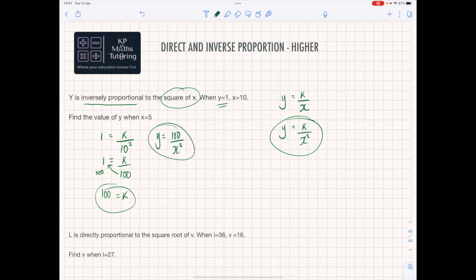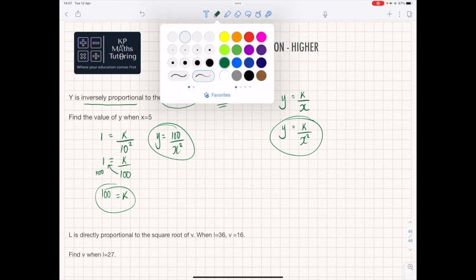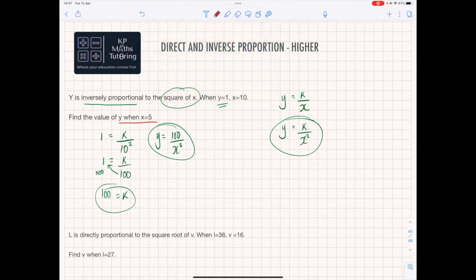So this is your formula that you've created, and then from here I substitute in the values that I've got here. So find the value of y when x is equal to 5. So you're saying y is equal to 100 divided by x being 5. 5 squared is 25, so you're doing 100 divided by 25. So therefore y is equal to 4. Okay, so when x is 5, y would be 4.